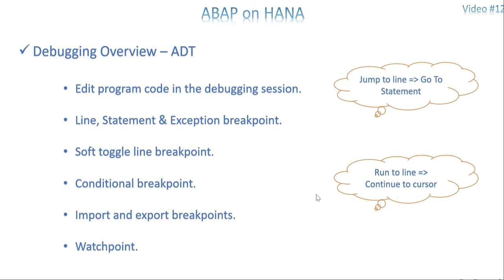Jump to line won't execute the lines between the current line and the line we are going to jump to. But run to line will execute them and go exactly to the target line. That is the difference between jump and run to line. It means go to statement and continue to cursor in the ABAP debugging editor. The same thing is available in Eclipse also, with a different name. Jump to line won't execute the middle lines, but run to line executes all the skipped lines and reaches the exact line wherever the cursor is.